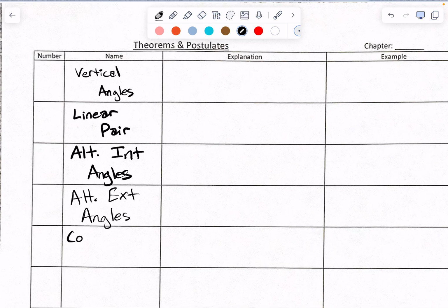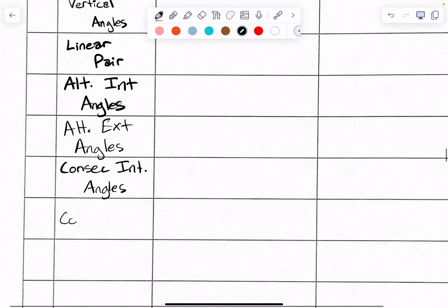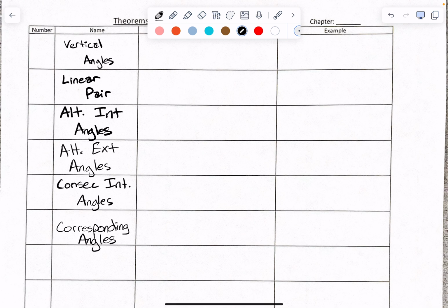We have consecutive interior angles. The book actually doesn't even address consecutive exterior angles. I don't know why. So we'll just put consecutive interior. We have corresponding angles. And anything else we can think of? What about consecutive exterior? The book doesn't use consecutive exterior. I don't know why. So we'll just leave them off. It'll be fine. Okay?